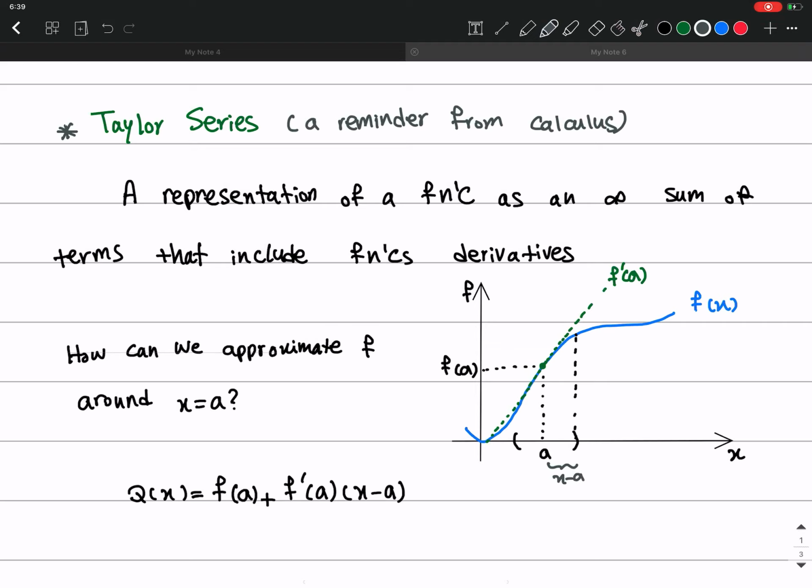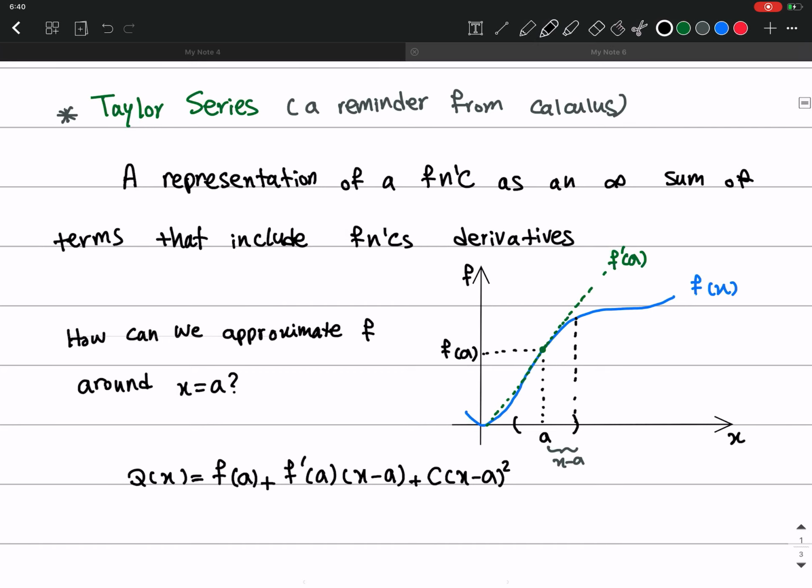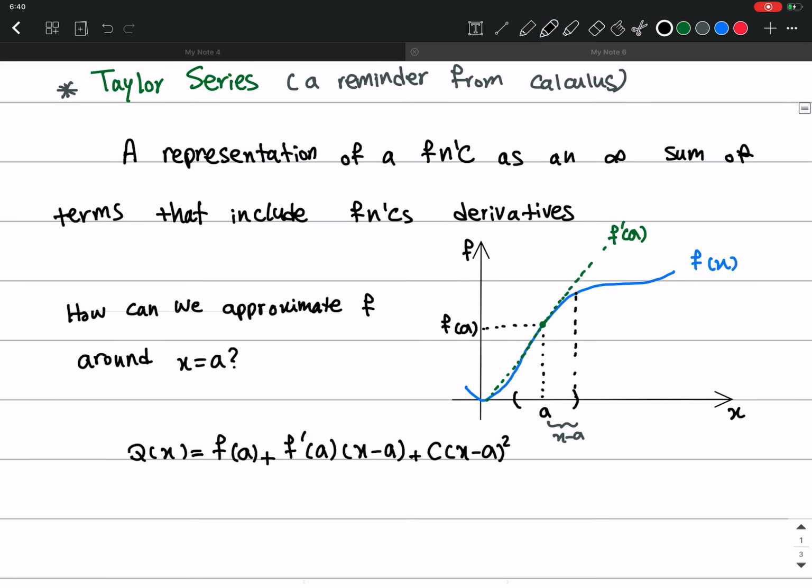It can be any point, right? Plus other derivatives. So I'm going to just write it as c and then try to find c times (x minus a) squared. Okay. So what do we require?